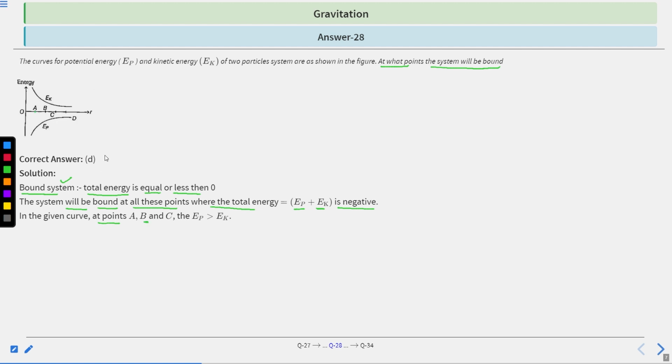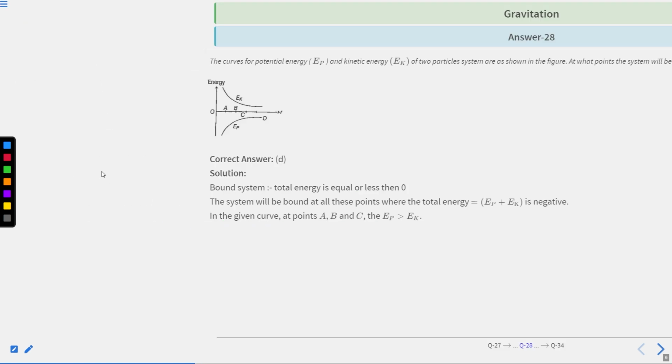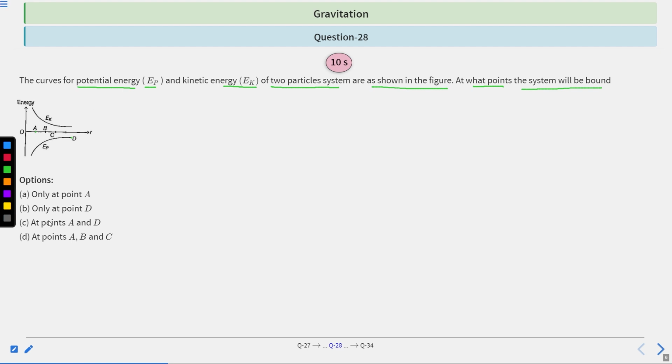In the given curve, at points A, B and C, the potential energy is greater than the kinetic energy. That's why option D is correct: at points A, B, C. So this is the correct answer.